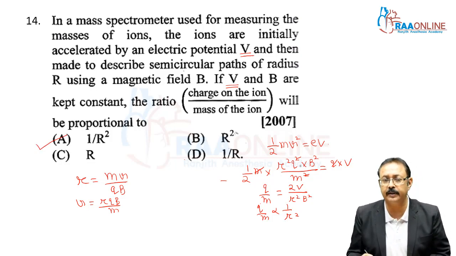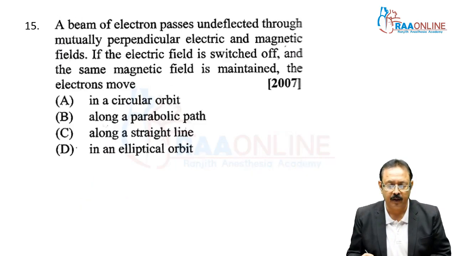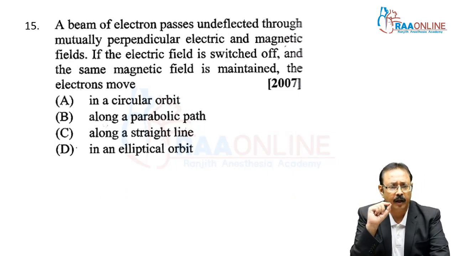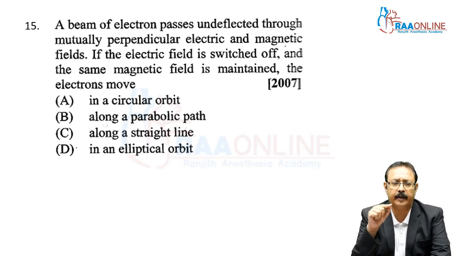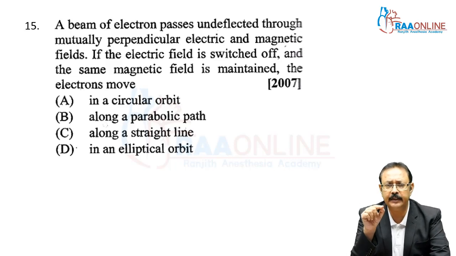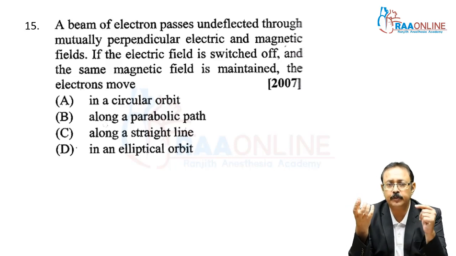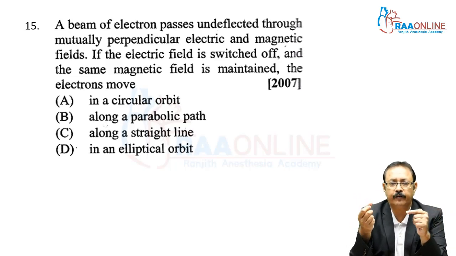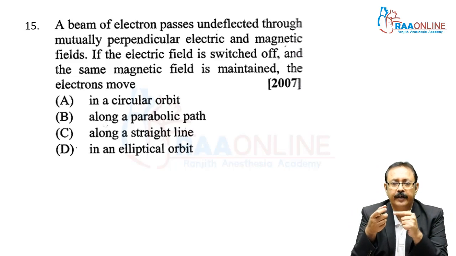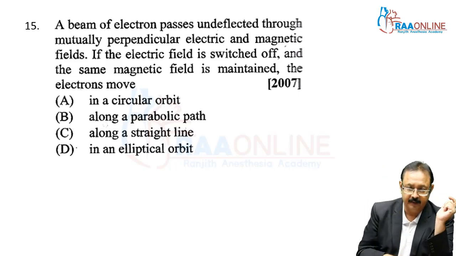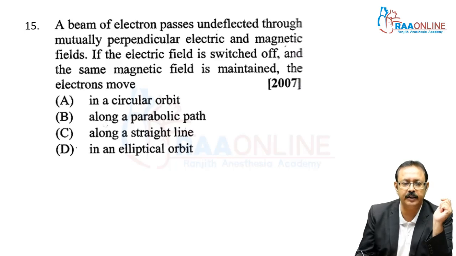It was from 2007 AIPMT. 15th, it is again from 2007 AIPMT. A beam of electrons passes undeflected through mutually perpendicular electric and magnetic fields. If the electric field is switched off, it means only the magnetic field is there, and we know that if a charged particle enters a magnetic field, it will experience a force, the Lorentz force, and it will start moving in a circle. So we are going with option A, Lorentz force.